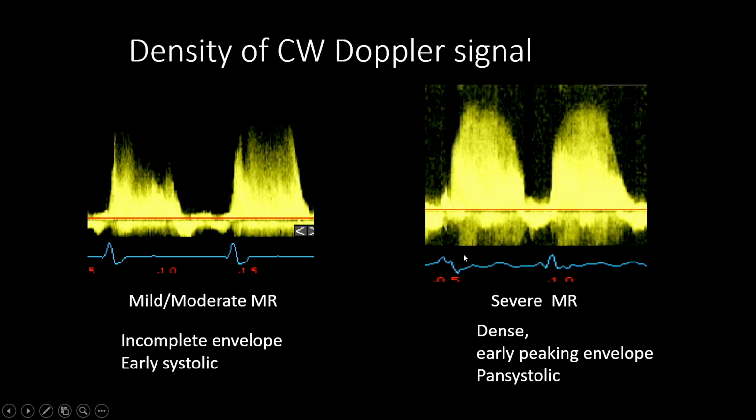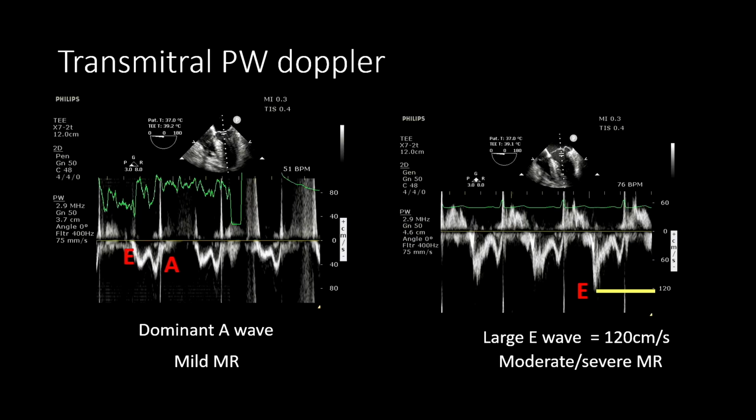Whereas in severe MR, you have a very dense profile, and this dense profile means that more and more RBCs or blood is going into the left atrium during the systolic phase, and you have an early peaking envelope. So this was the start of the systole here, and in this much time it has already peaked. So there is a huge MR there, and it is usually throughout the whole systole or pansystolic. So this will give you an idea about the severity of the MR.